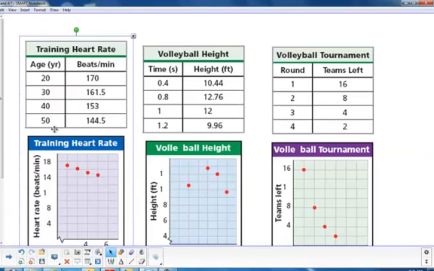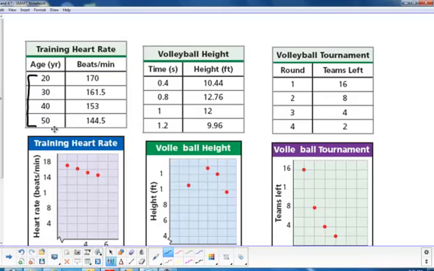So if we look at the first situation, we have something that is decreasing by pretty close to a constant amount. The first thing you have to look at is your x values. Our x values are increasing by 10. So if we do 144.5 minus 153, we get negative 8.5. And if we do 153 minus 161.5, we get negative 8.5. And if we do 161.5 minus 170, we get negative 8.5. So this is for sure linear.